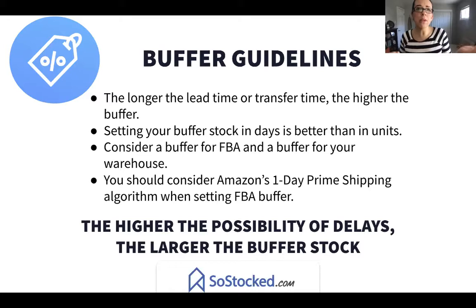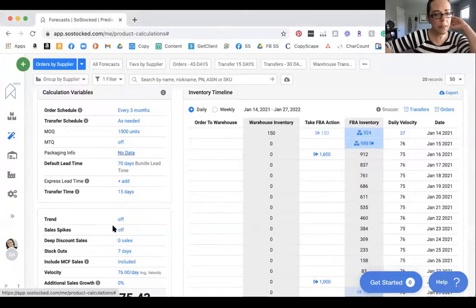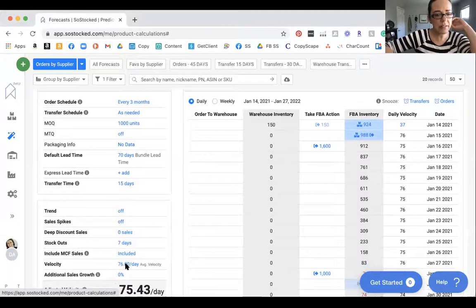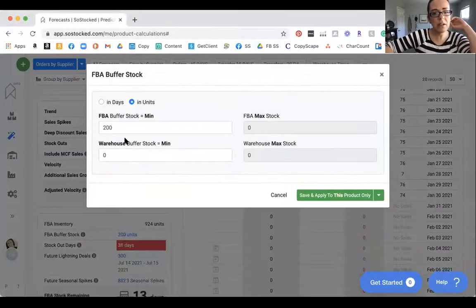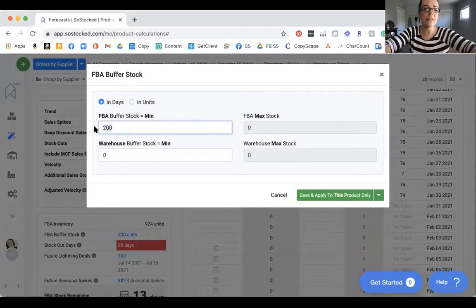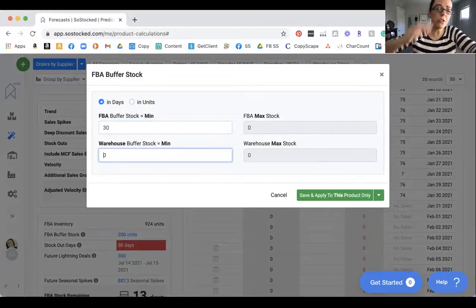I see a lot of people putting a minimum of 30 days, and that seems fairly comfortable for a lot of sellers in terms of a decent buffer stock number, right? So we have the buffer stock feature, right? The buffer stock feature is here, and so you have it in days and in units. So you can put a buffer stock for FBA, and you can also put a buffer stock for your warehouse. So that is a good rule of thumb if you are using a warehouse.